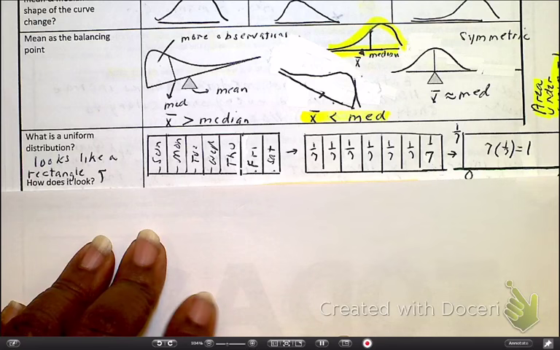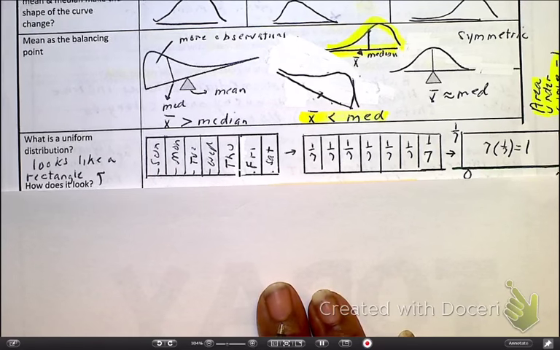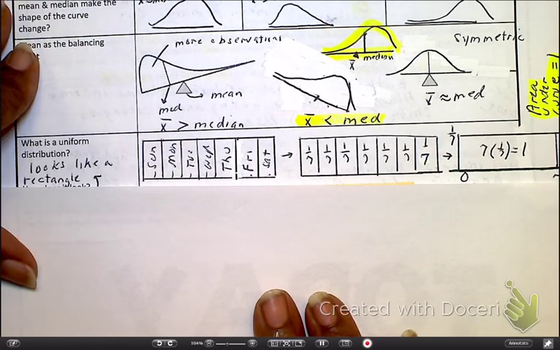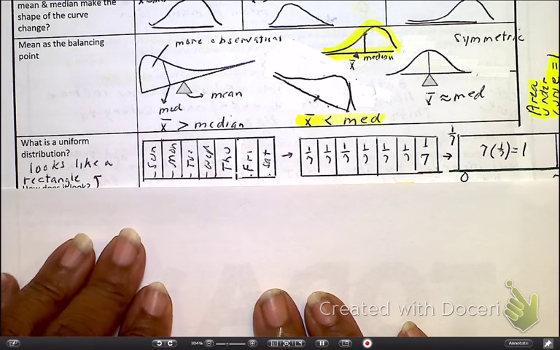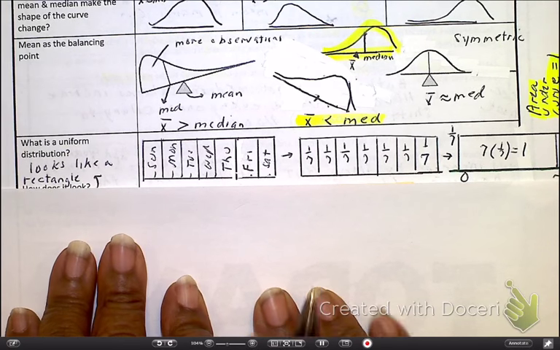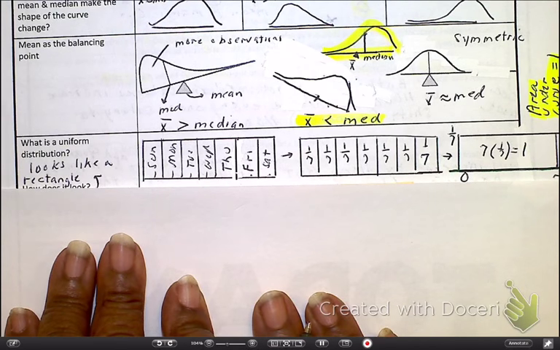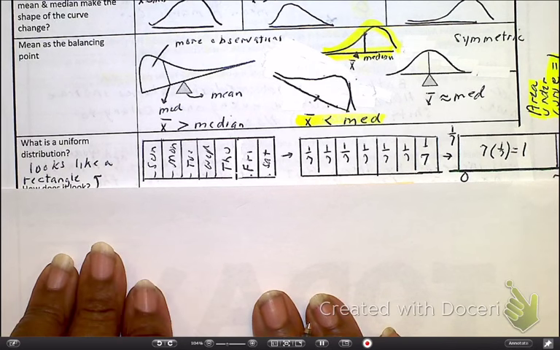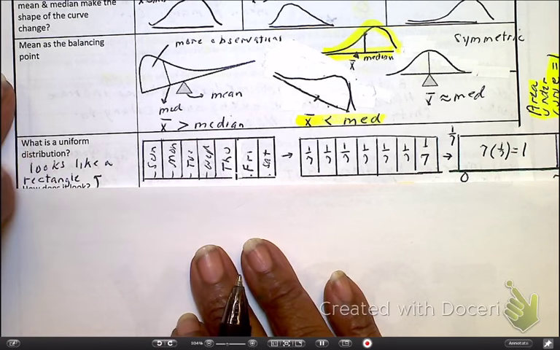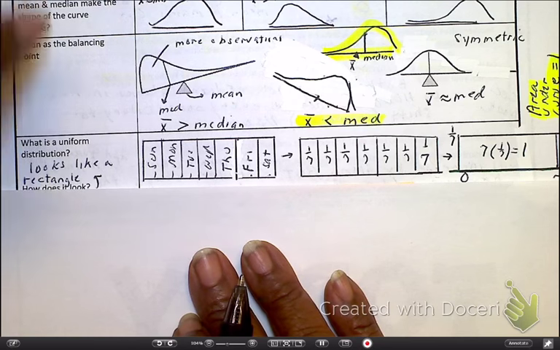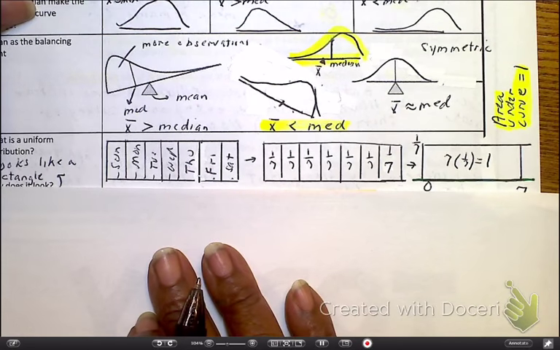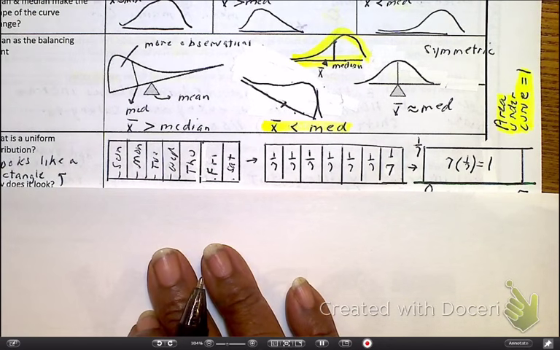Another example of this would be a dice. What is the probability of choosing a number 1 on a dice? 1 out of 6. What's the probability of choosing a 4 on a dice? 1 out of 6. That is another example of a uniform distribution, so make sure you've made a note of that. Okay, I'll stop so that you can write down what you need to write down.